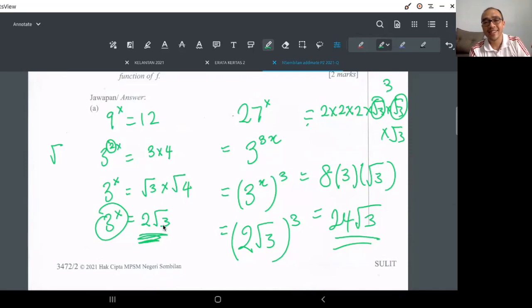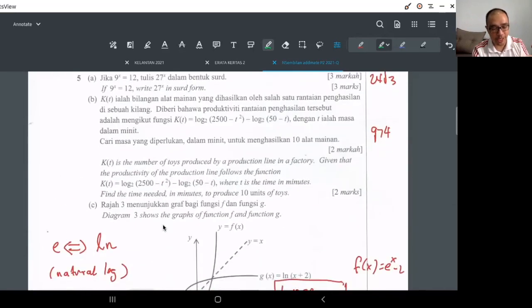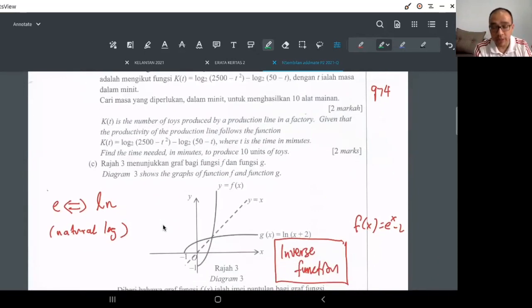Okay. So I want to show you this one because it's pretty interesting. Question B. K(t) is the number of toys produced by a production line in a factory. Given the productivity of the production line follows the function given here, where t is time in minutes, find the time needed in minutes to produce 10 units of toys. So 10 units of toys is K(t), because K(t) is the number of toys. So basically what it's trying to ask you to do is set this equal to 10 and solve this equation.